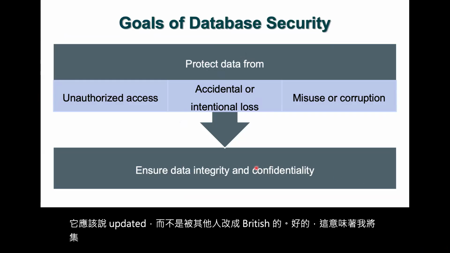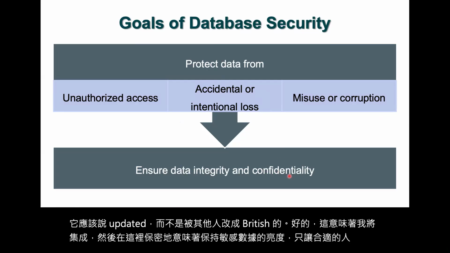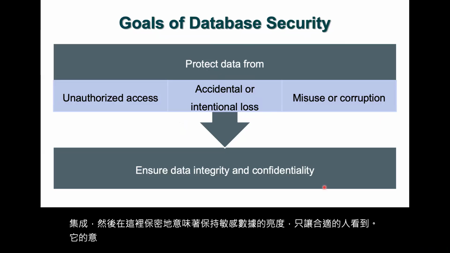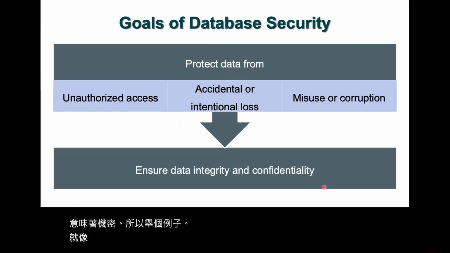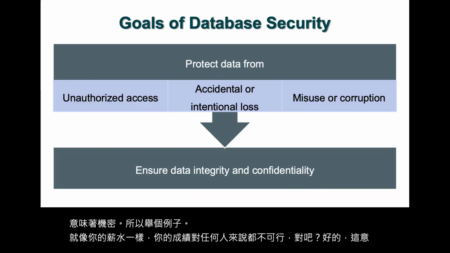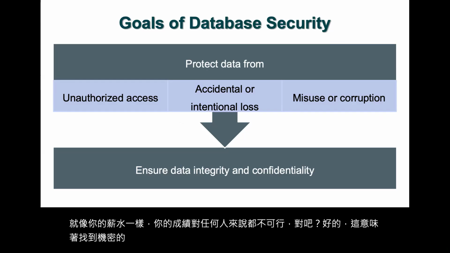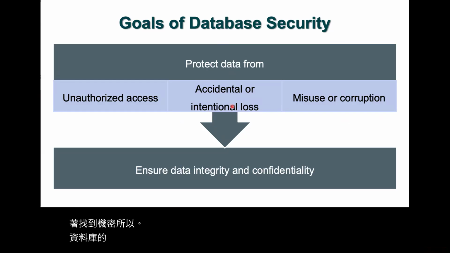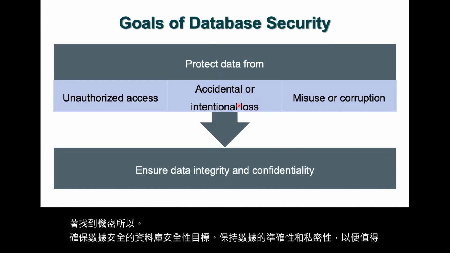And then confidentiality here means keeping the sensitive data private and only letting the right people see it. So, for example, your salary and your grades should not be visible to everyone, right? That's what is meant by confidentiality. So the goals of database security are to keep the data safe, accurate, and private so that it can be trusted and used properly.